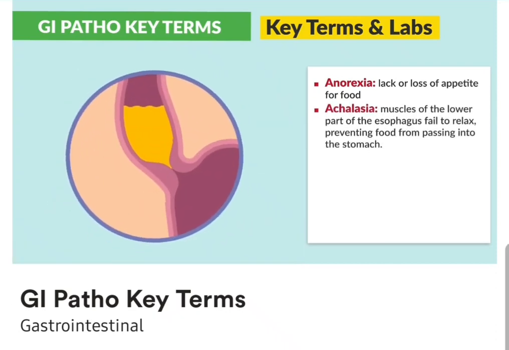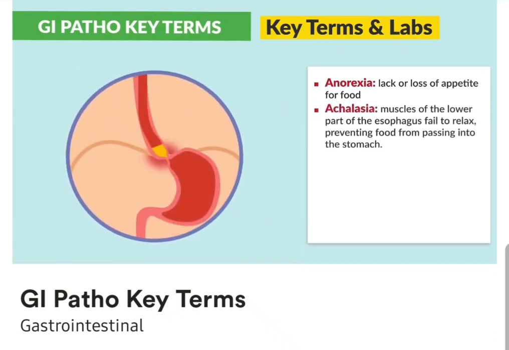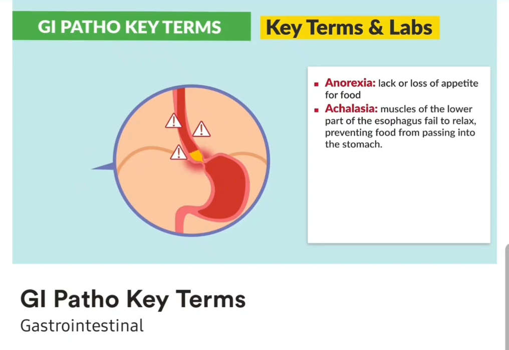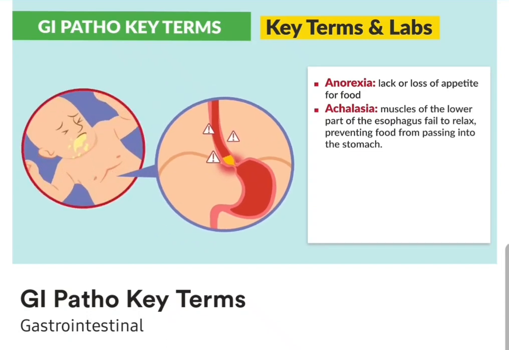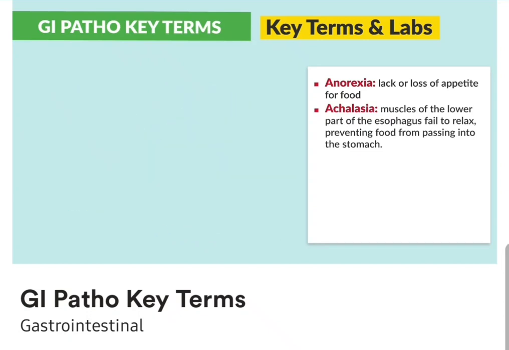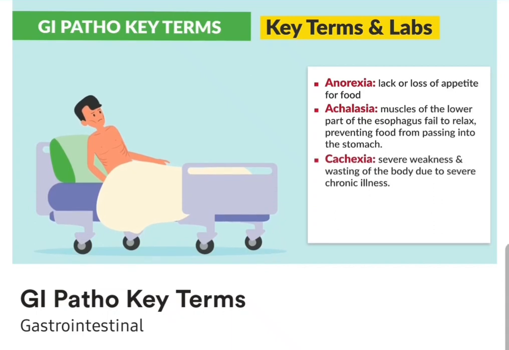Next is achalasia, where the muscles in the lower part of the esophagus fail to relax, preventing food from passing into the stomach. Now it's very common in pediatric populations. The next term is pretty difficult to pronounce. Cachexia is where we have severe weakness and wasting of the body due to chronic illness.